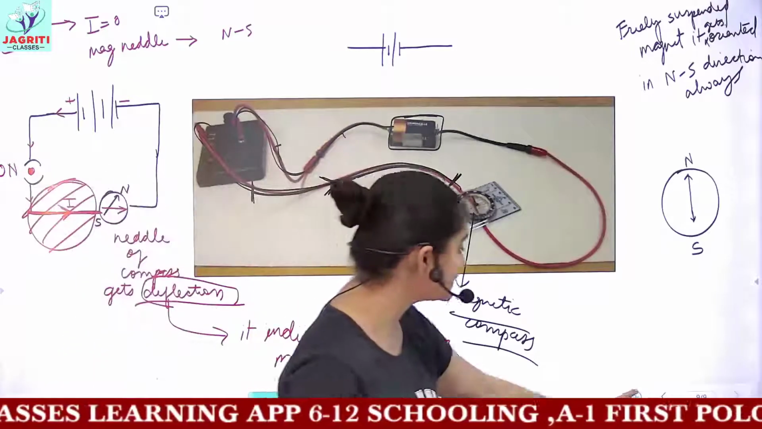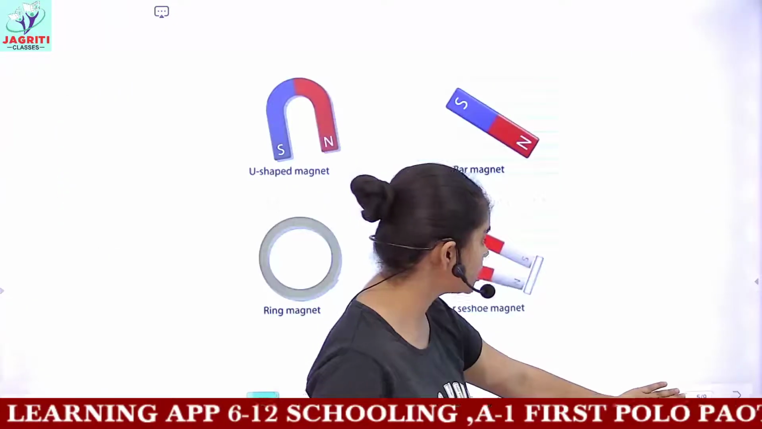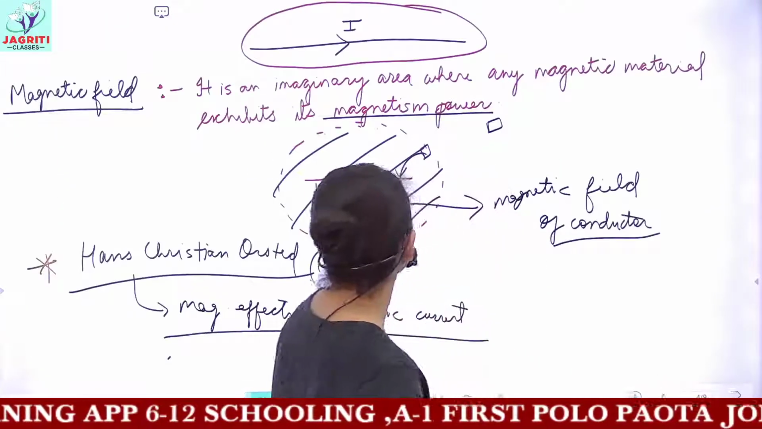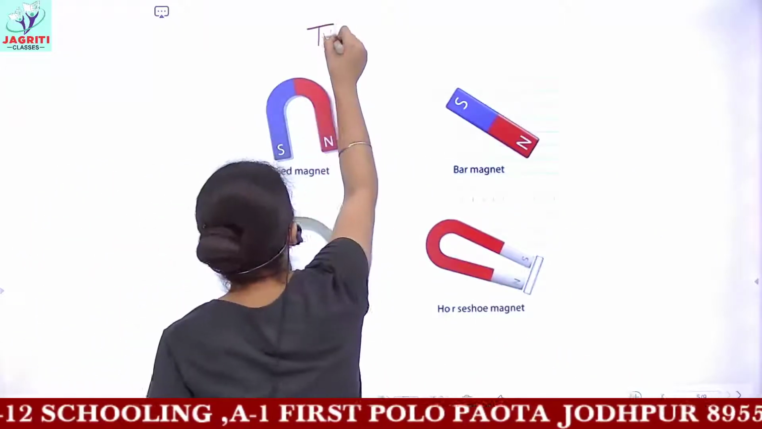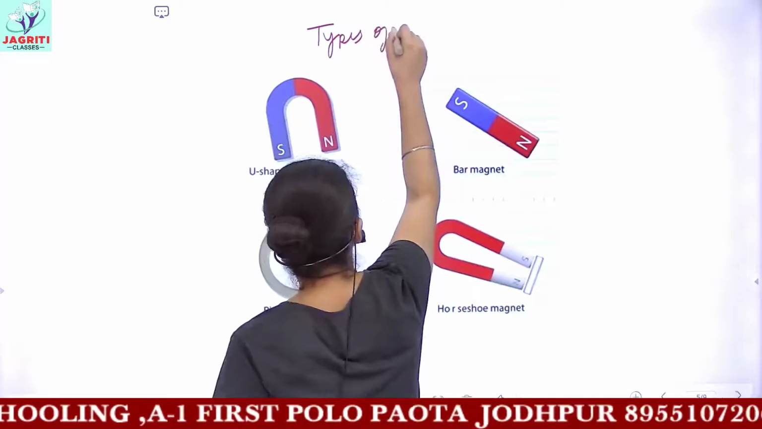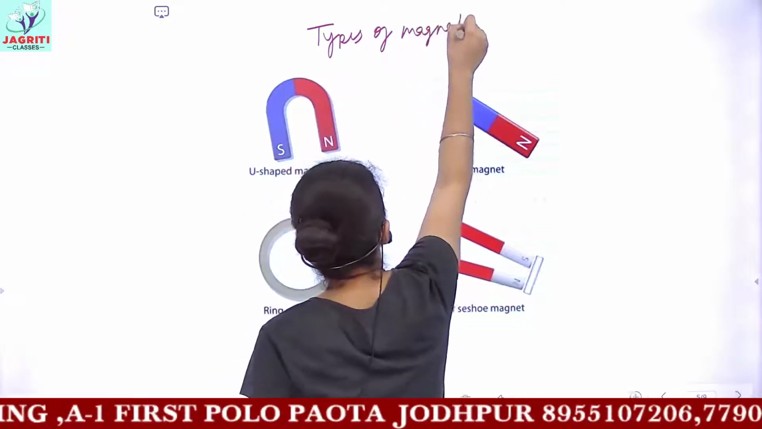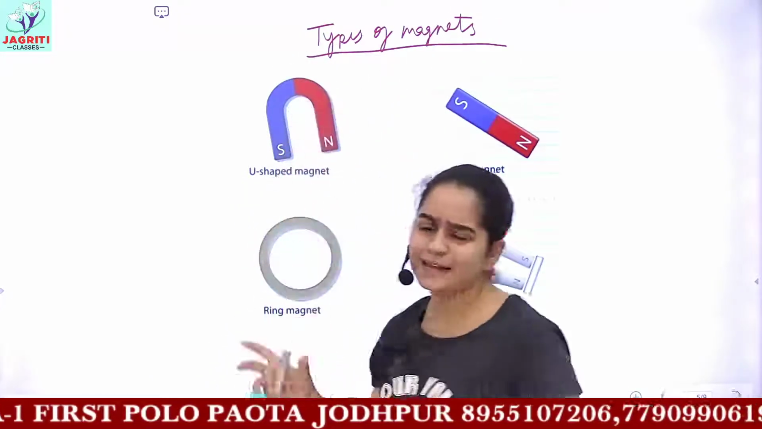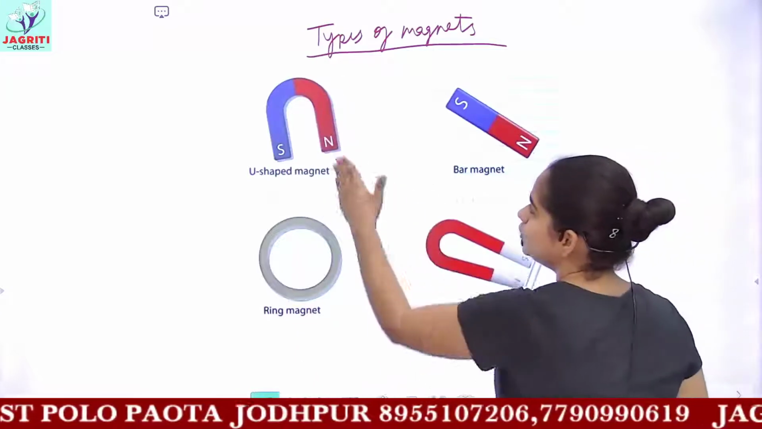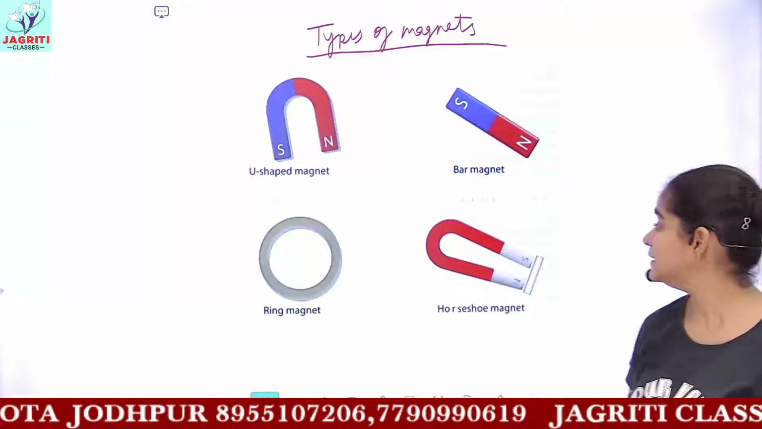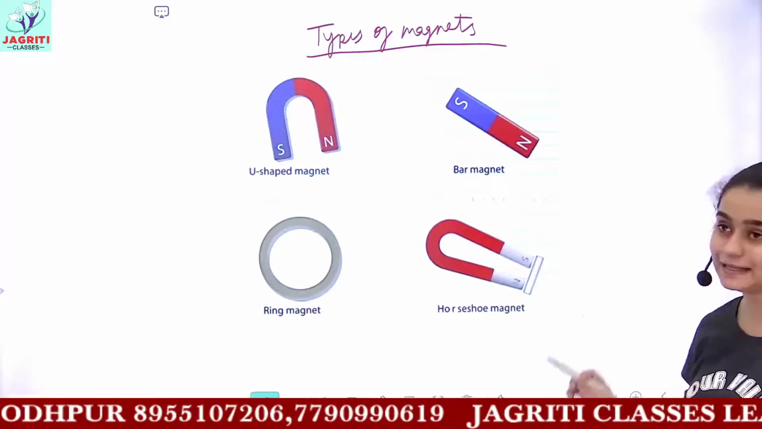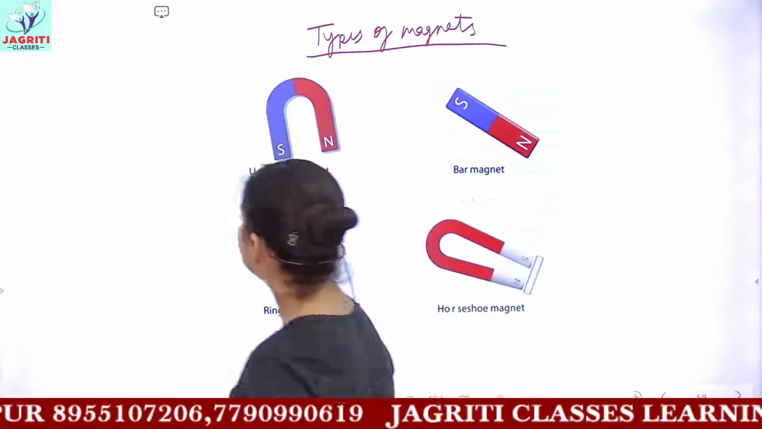Now we'll be discussing important terms, which are magnetic field lines. Okay. Before this, you can see that we have different kinds of magnets. So you have many different kinds of magnet. The first one is called a U-shaped magnet. This is a bar magnet. Then you have a ring magnet. Then you have a horseshoe magnet. And there are many further types of magnet.